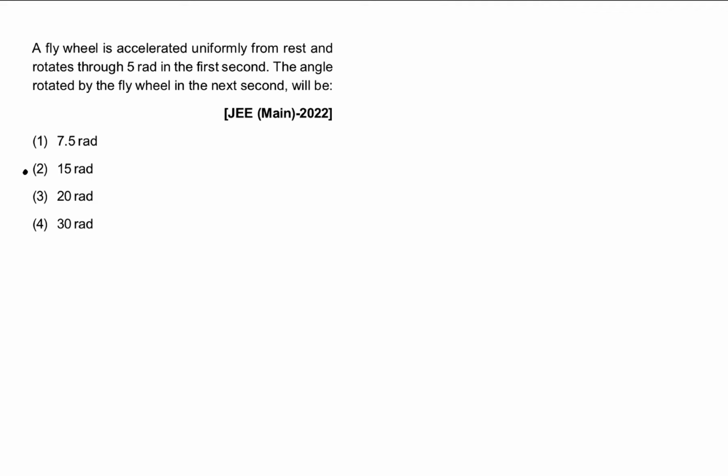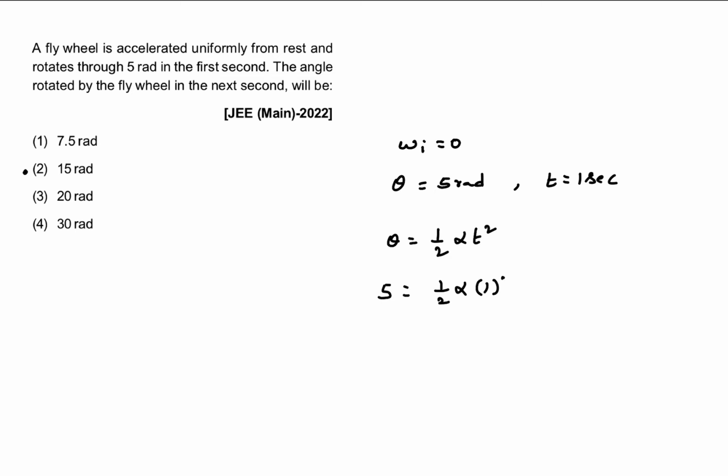Next question. A flywheel is accelerating uniformly from rest. Uniformly from rest means the initial angular velocity is 0. It rotates through an angle theta of 5 radian in time t is equal to 1 second. They are asking how much angle is turned by the flywheel in the next second. You know that theta is equal to half alpha into t square, as omega initial is 0. So 5 is equal to half alpha into 1 square, and from this alpha by 2 is equal to 5.